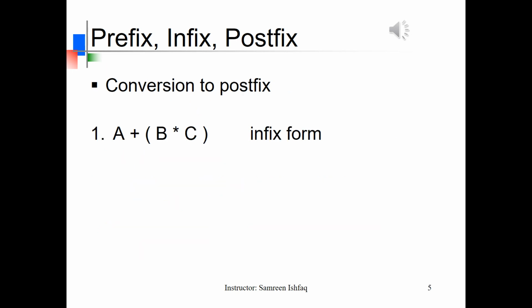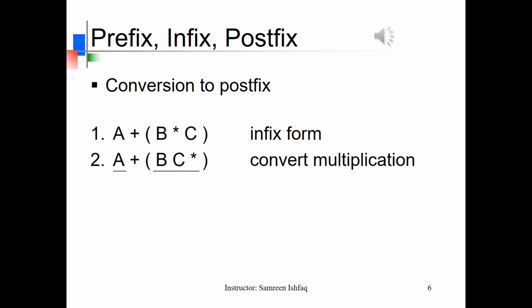Let's solve an example. A plus B multiplication C. As we know, we will solve the multiplication part first. So to convert B into C into postfix form, we will write B and C first, because B is operand 1 and C is operand 2. So we will write operand 1 B, operand 2 C, and then multiplication. Step 1 is completed, in which we have converted B into C into postfix form.